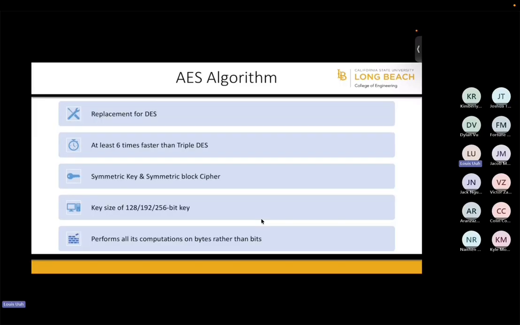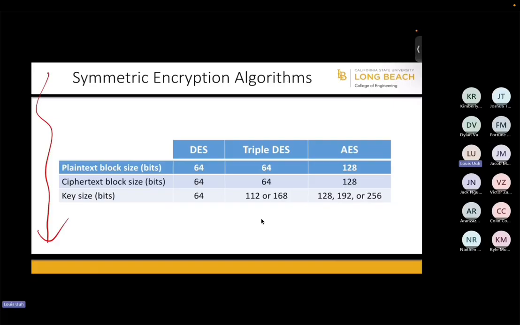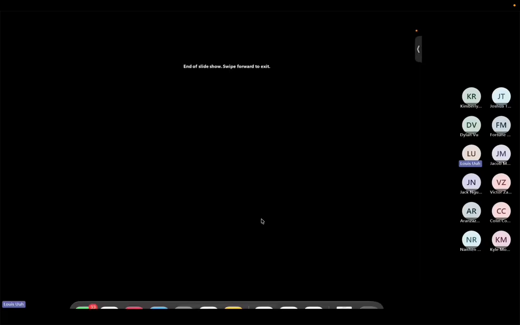We went through AES, but this kind of summarizes the whole thing with AES. And this table has a summary of DES, triple DES, and AES. But we're going to go through those as well.